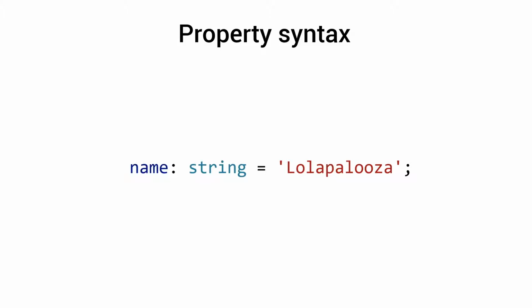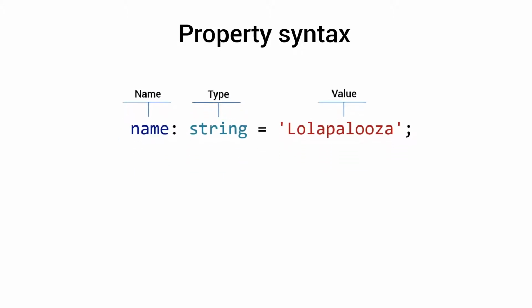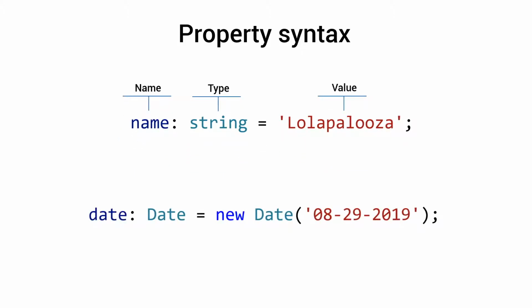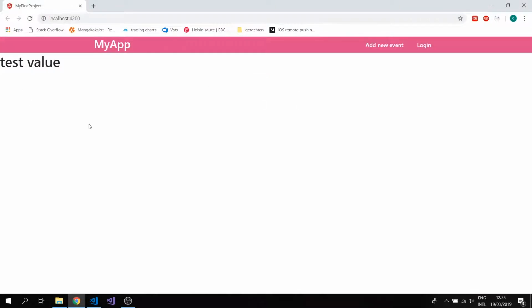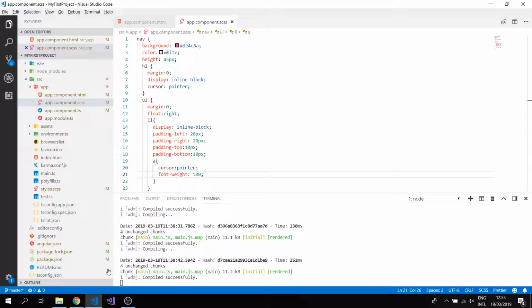So how does this property syntax work? We start with a name. We follow it up by a colon, and behind that a type. Then an equals sign, and behind that the value. The same is for the date property, but this makes use of a class, which we will discuss in a later video. So let's start by adding this data inside our app component file.